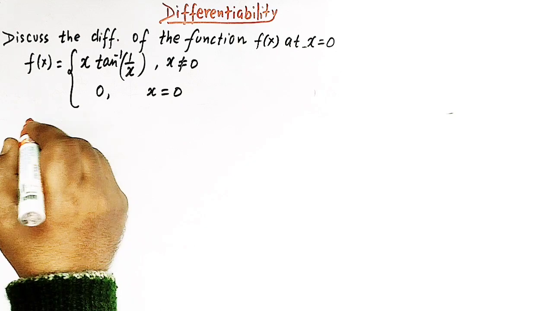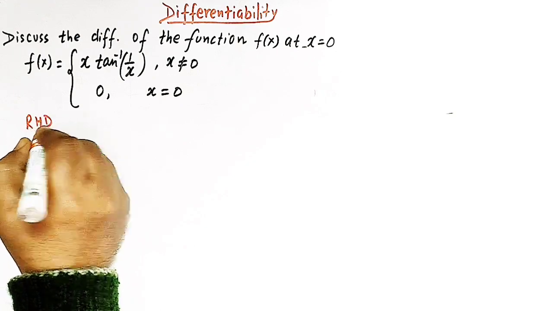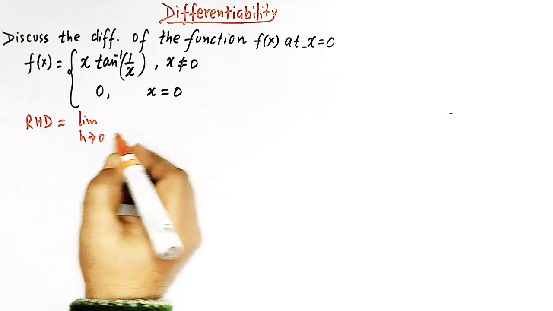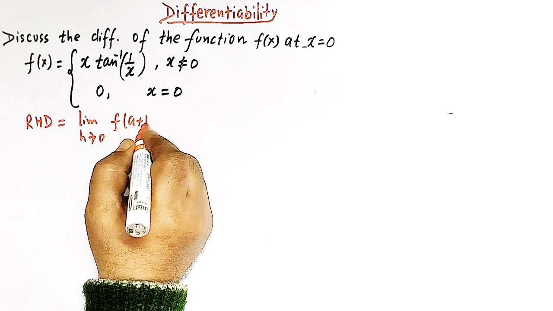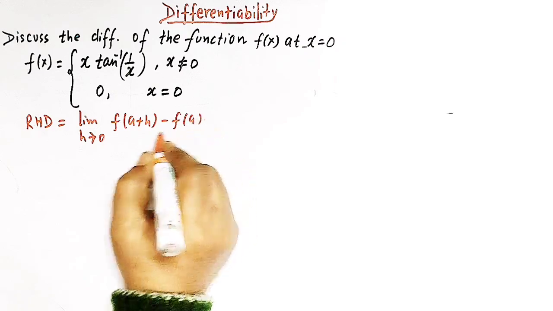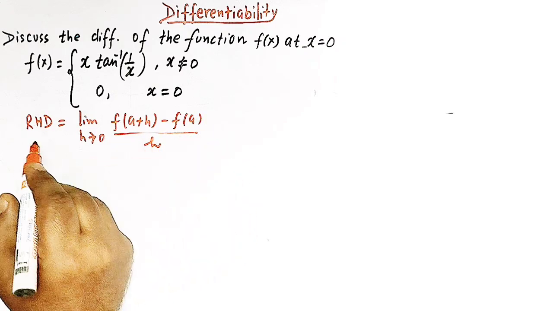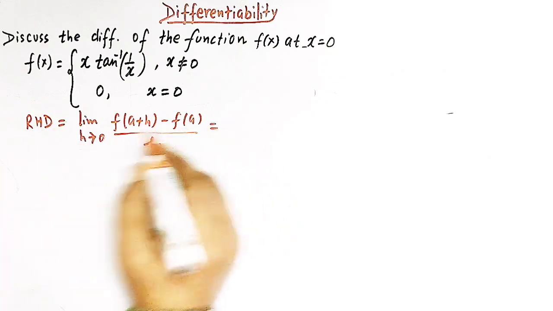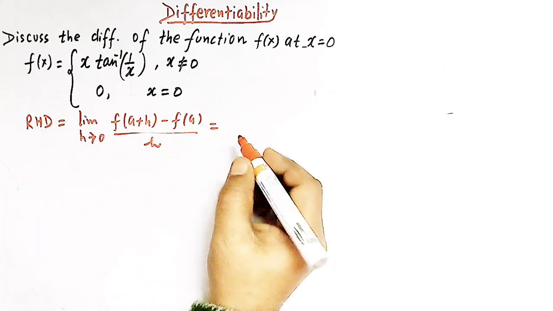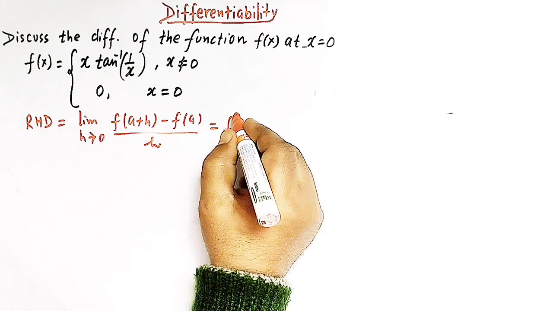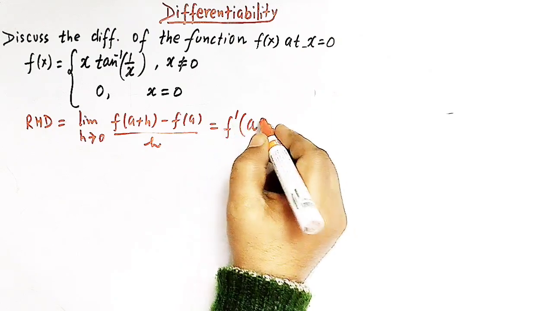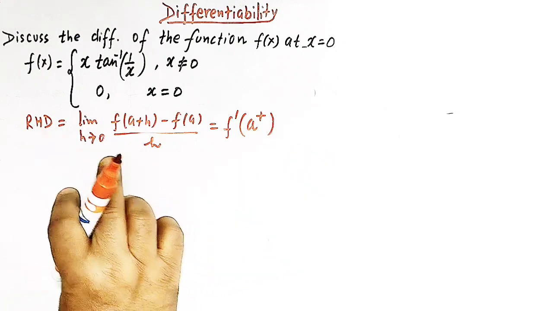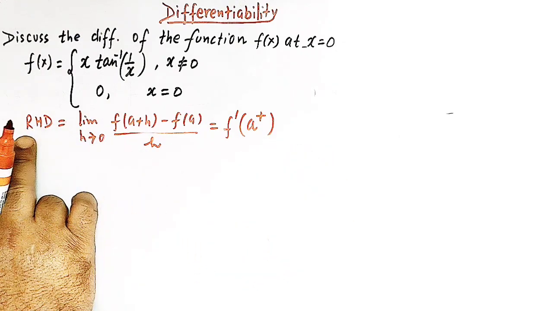So now the right hand derivative is defined by this limit, that is limit h tends to 0 of f of a plus h minus f of a divided by h. So this limit gives us the right hand derivative, and the notation for the right hand derivative is given by f prime, and here we write a and here we put a positive sign.